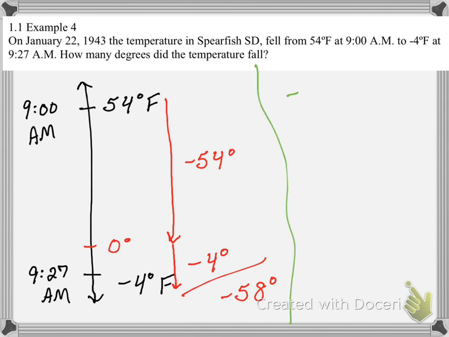I could take the -4 and subtract the 54. What do I end up getting? -58 degrees. So there's writing an equation for it. Any questions on that one? No? All right. We'll do one more. We're not going to finish this lesson today, obviously.